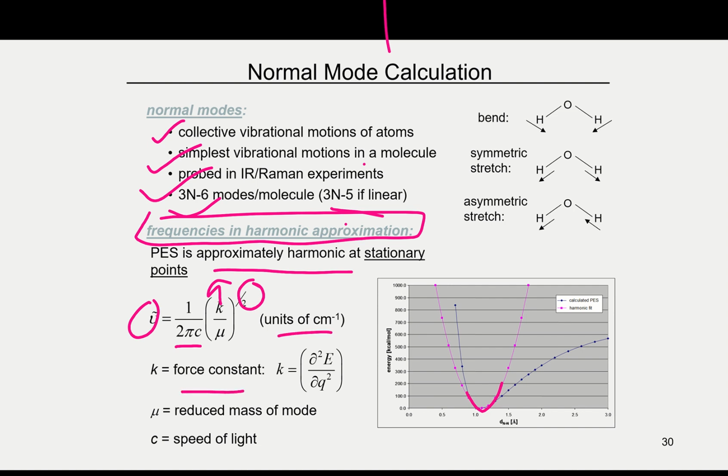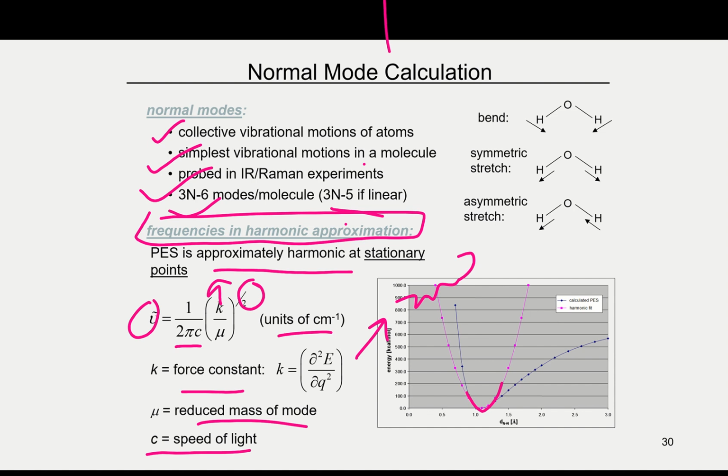Okay, k is the force constant, divided by mu, and its unit is per centimeter. K is the force constant, which is equal to the second derivative, delta square E by delta Q square. You can see this is the second derivative we saw before. Mu is the reduced mass of the mode. So it is 1 by 2 pi c times the square root of k by mu, or the power of half. C is the speed of light.